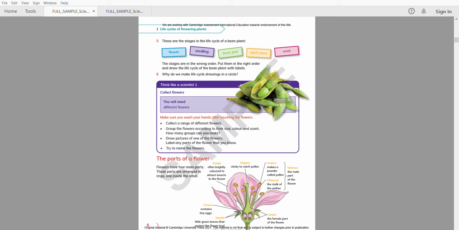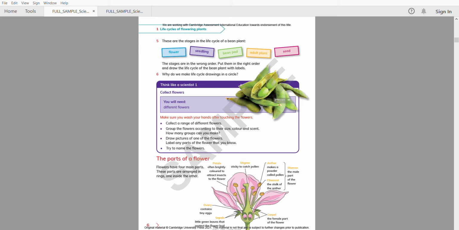For example, for the first activity, collect a range of different flowers. I know that it wasn't possible to do this activity for the meantime because of our situation, but we tweaked the activity by just simply searching some flower images online, and you were assigned to group the flowers according to different characteristics or qualities.